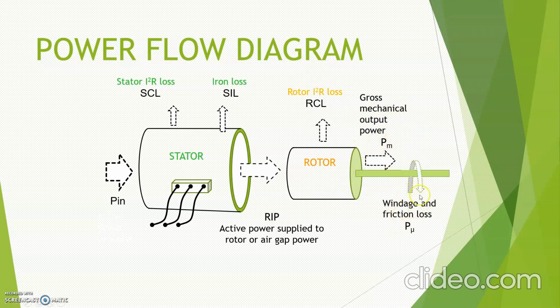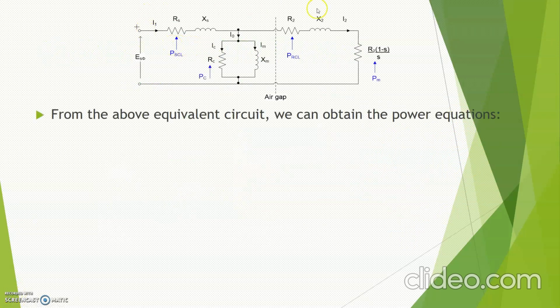But you know, since the rotor is a moving part, you are going to have windage and also friction loss, which is your P mu. So finally the PM minus the P mu, you are left with the P out, which is your shaft power, or we can also call it the output power. Okay, alright. Next, this is the equivalent circuit of your induction machine.